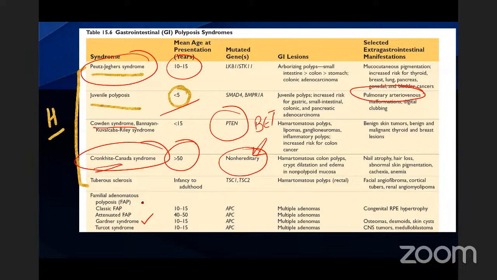That is Gardner. And Turcot syndrome is like turban. So it has medulloblastoma. So tumor in the brain, medulloblastoma. Please remember, it is not turban tumor. Turban tumor kisko kehte hai? Cylindroma ko. Okay, so turban tumor is cylindroma. That is one thing you all have to remember. Okay, so that's about your polyps, that you should be clear.